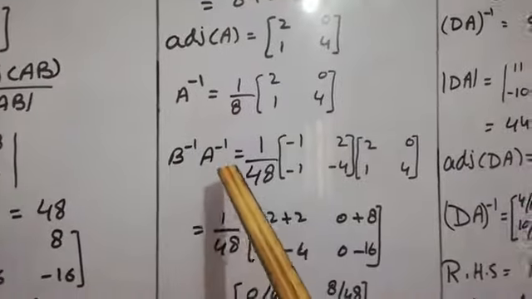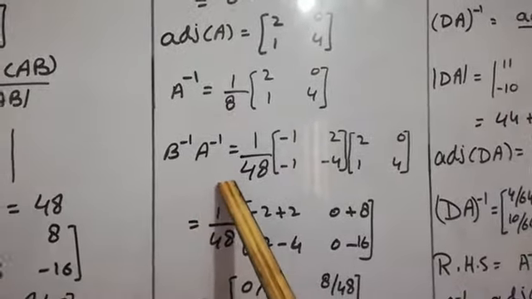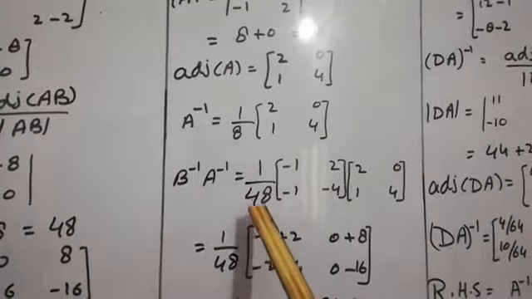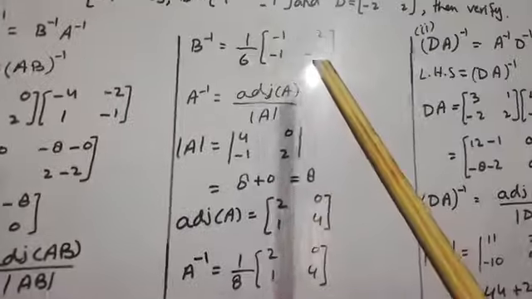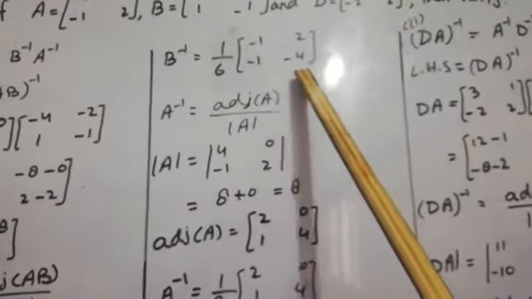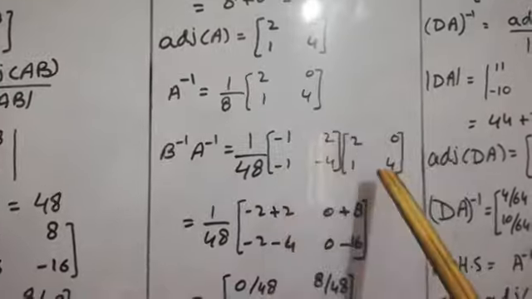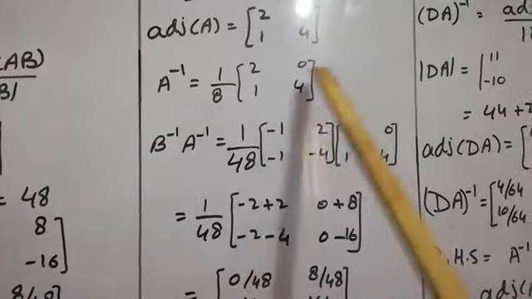So now we will find the product of B inverse into A inverse. My dear students, this is 1 by 6 and this is 1 by 8. First of all, we will multiply these values. 6 8s are 48, so it becomes 1 by 48. Now we will write these matrices, minus 1, 2, minus 1, minus 4. And now the matrix of A determinant, 2, 0, 1, 4.